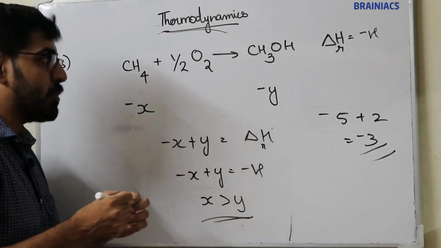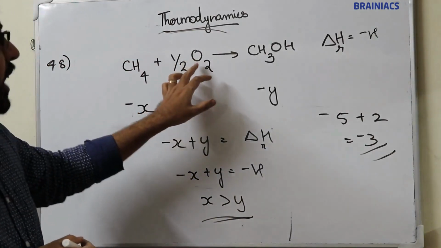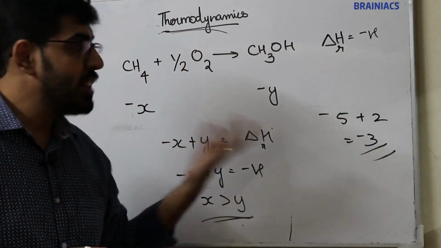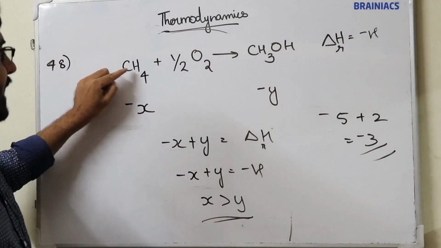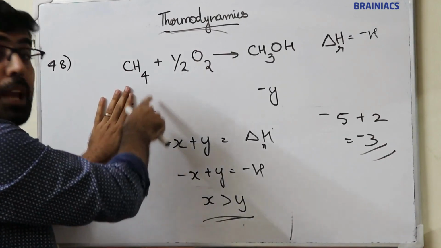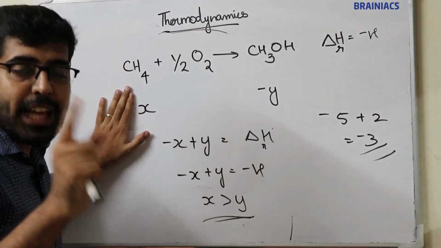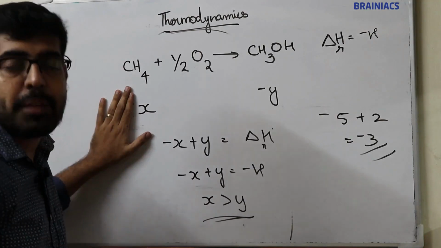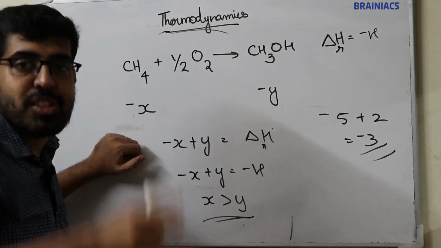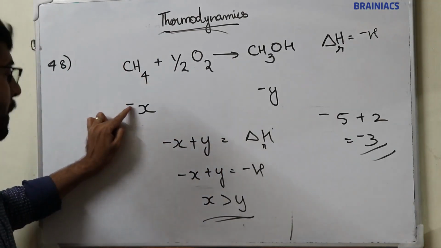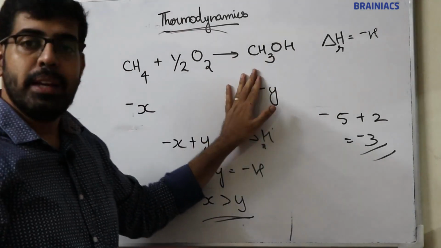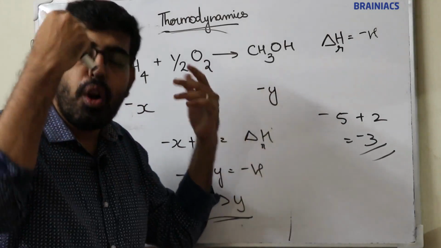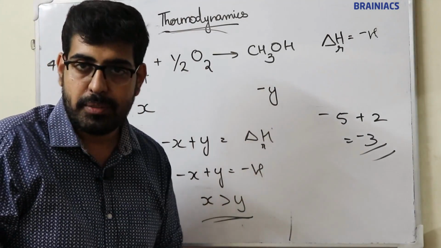I think it's clear. I will explain once more. Methane reacts with oxygen to form CH3OH and the enthalpy value is negative. Now enthalpy of combustion of methane is given as X. But we know that combustion reactions are always exothermic, so let it be minus X. Now enthalpy of combustion of methanol is given as Y. Combustion reactions are always exothermic, so let it be minus Y.